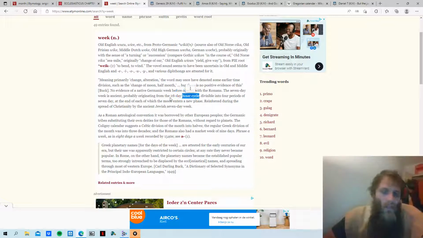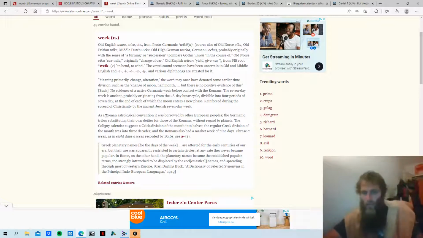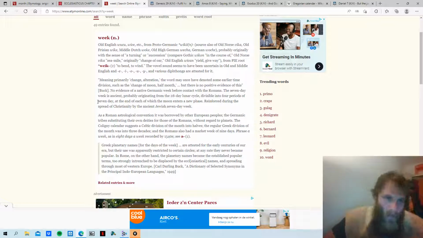That basically goes into the 4 Sabbaths, and then the next new moon is going to pop up. It says divisible into 4 periods of 7 days, at the end of each of which the moon enters a new phase, reinforced during the spread of Christianity by the ancient Jewish 7-day week. So that's 2 times, the word month and the word week, that are related to the lunar calendar or the lunar cycle.